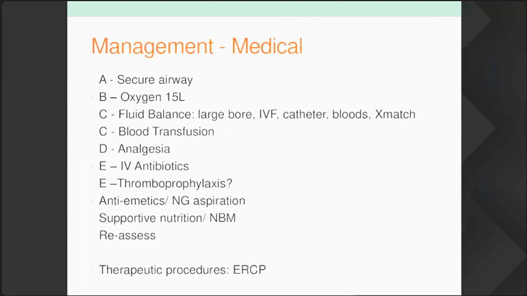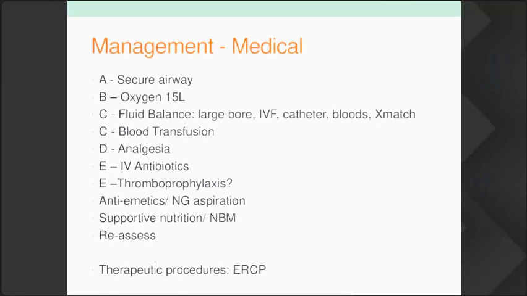But if there is admission and there is an active problem, we have to secure the airway, give oxygen, and correct fluid imbalance. We have to place an IV cannula, and we have to give analgesia, IV antibiotic, and thromboprophylaxis. And sometimes we have to insert an NG tube and give antiemetic, especially if there is suspected intestinal obstruction, we have to insert an NG tube.